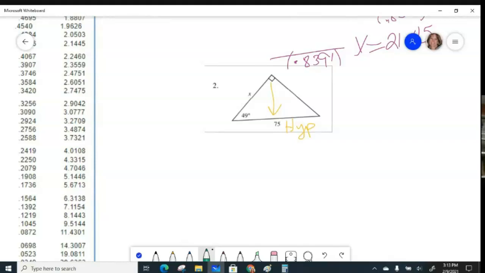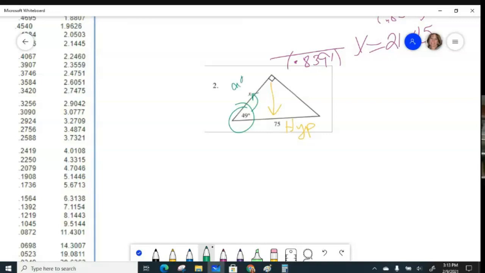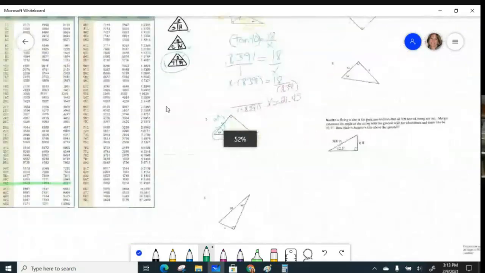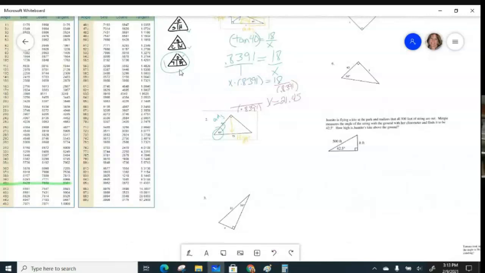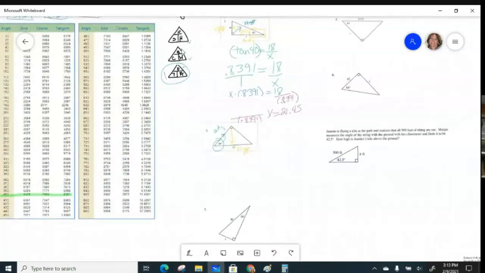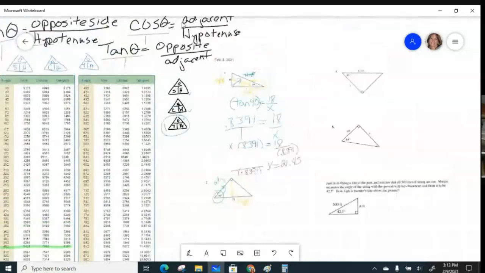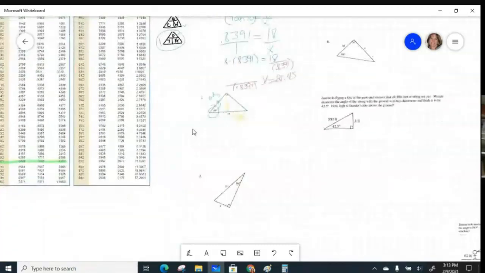In this case, here's my angle, 49. So my x is actually adjacent to our angle, right? Therefore, referring back to our formulas, because that's what these are, they're formulas or ratios, we are going to want to use the cosine because we had an adjacent side and a hypotenuse. So this one's going to be cosine.